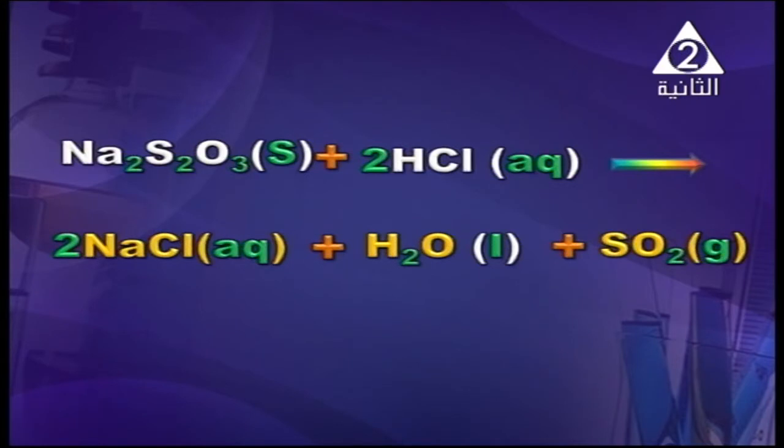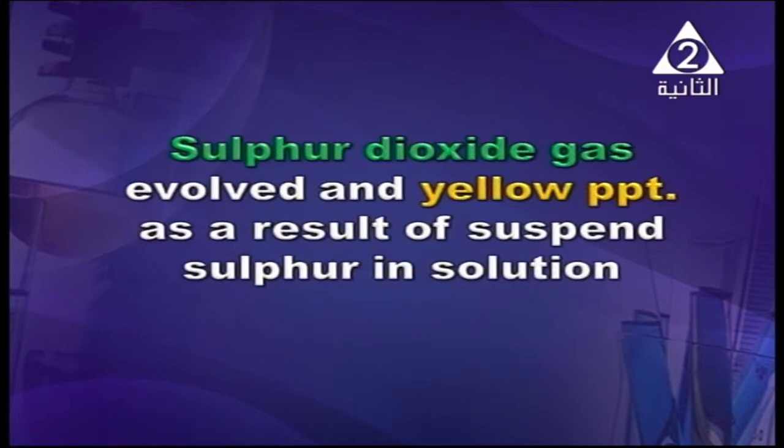Do you know what this means? Oh, we know it. Sulfur dioxide, which has an irritating smell. It's back again. Look at this reaction. Sulfur dioxide, yes. The yellow precipitate results from suspended sulfur in the solution. Here you have S, you have sulfur.